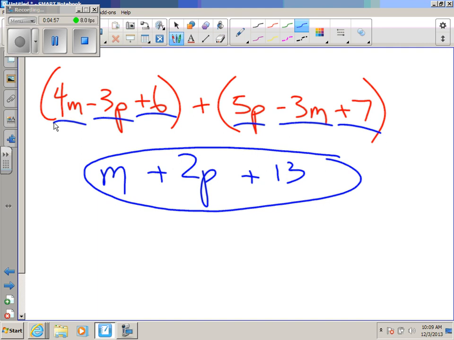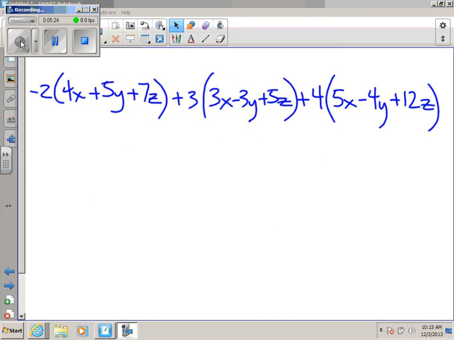Take a look on page 152. And do you see any on there that you would like to try? What's with 27? Yeah, distributive property. Busted. Okay.